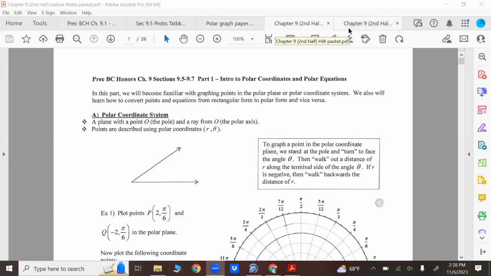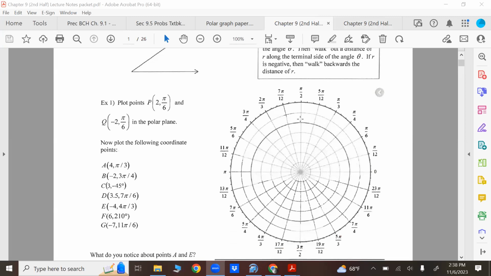Okay, so we're starting something that's pretty new. A lot of it ties closely to trig, so it's not really too new, but somewhat new. Okay, so polar coordinate system. In the lower right corner here, this is a polar curve. It's very, very similar to a unit circle.